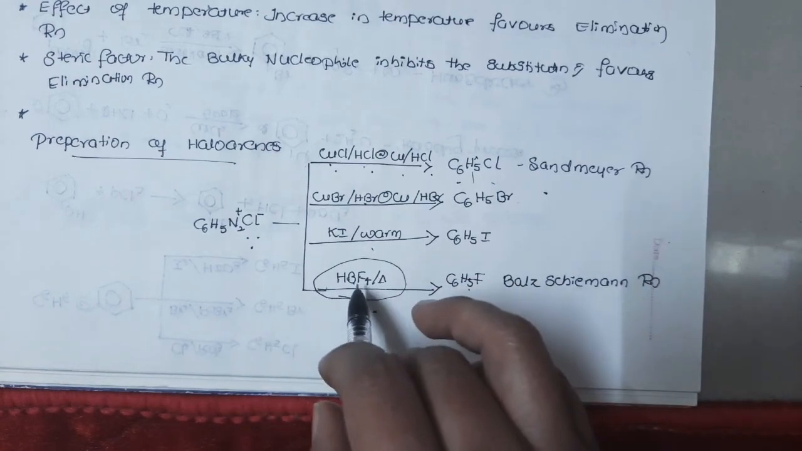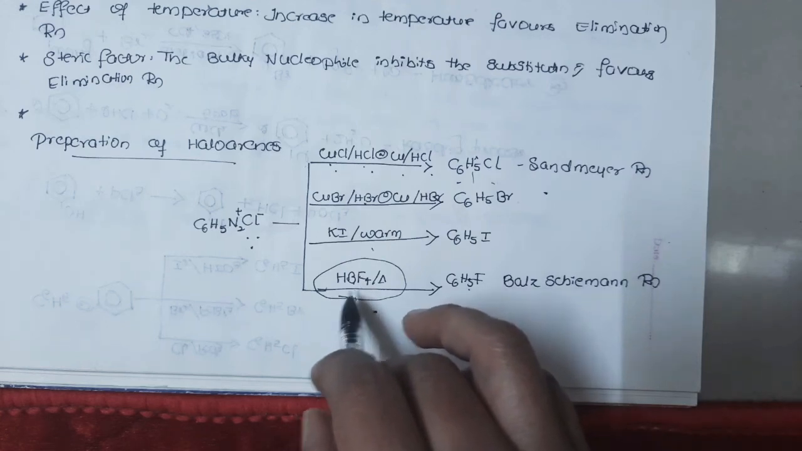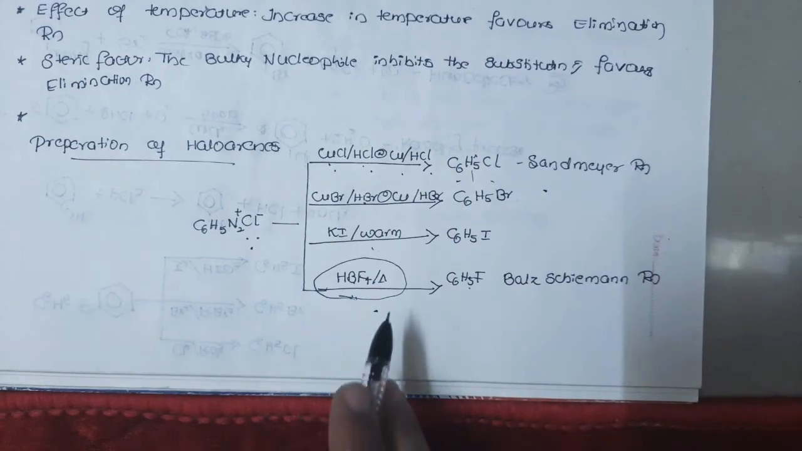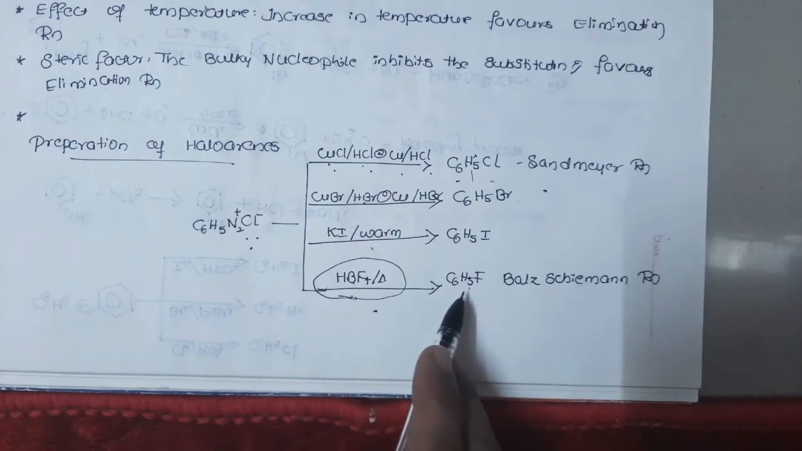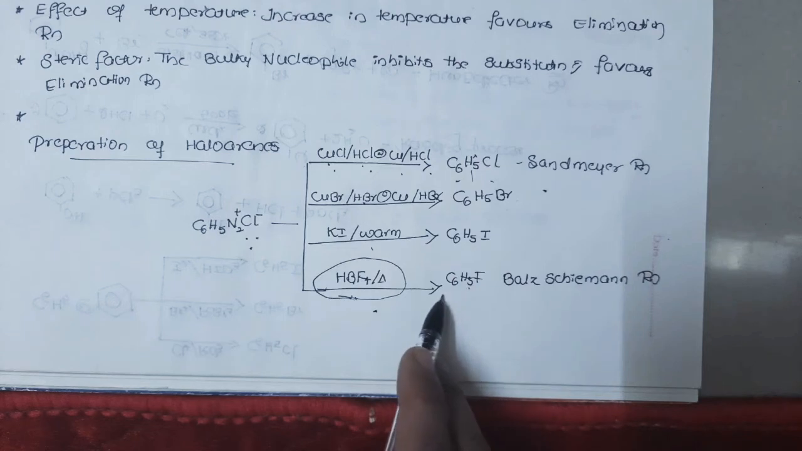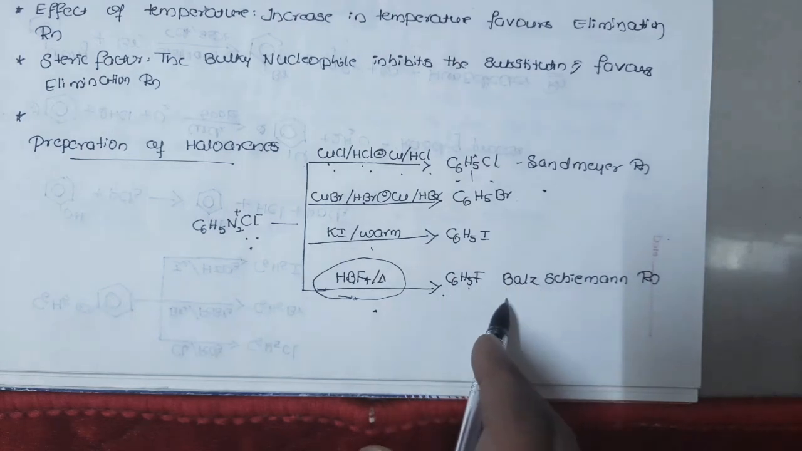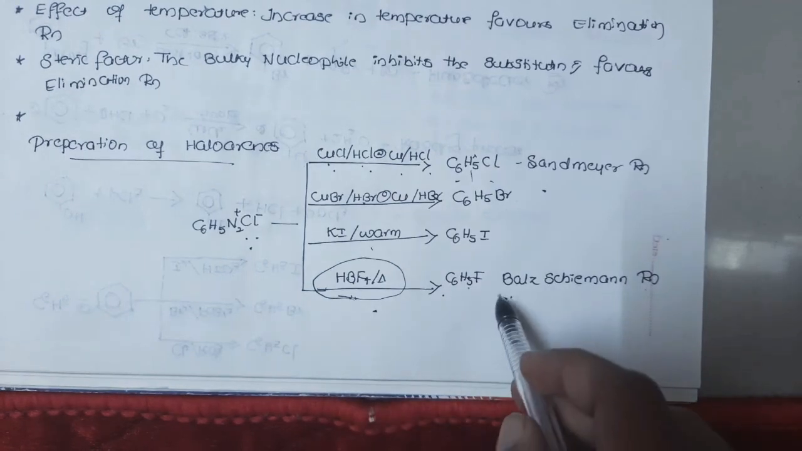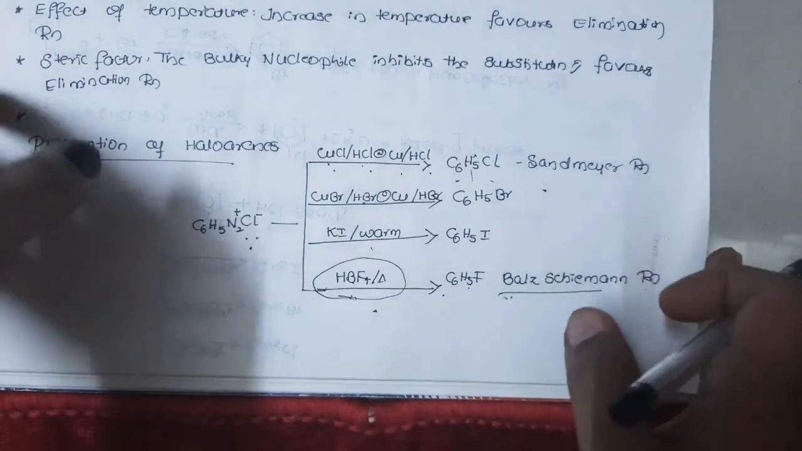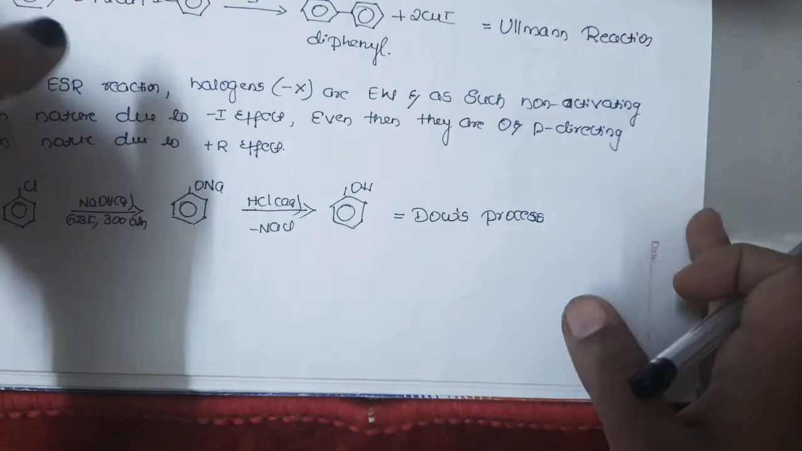So this is called fluoroboric acid. Yeah, fluoroboric acid, and when you heat it you are going to get the respective fluorobenzene. Okay, and the reaction is known as Schiemann reaction. Okay, so this you might not have gone through, please remember this one. This is one method of preparation of the haloarenes.